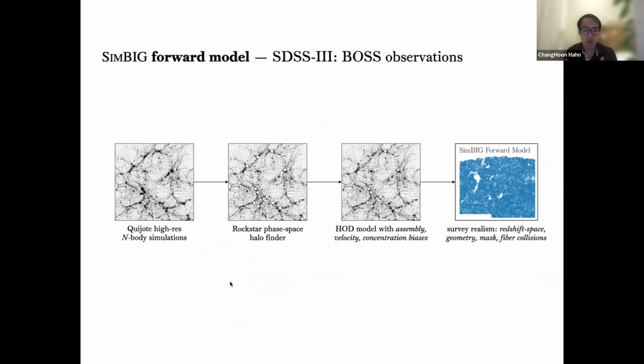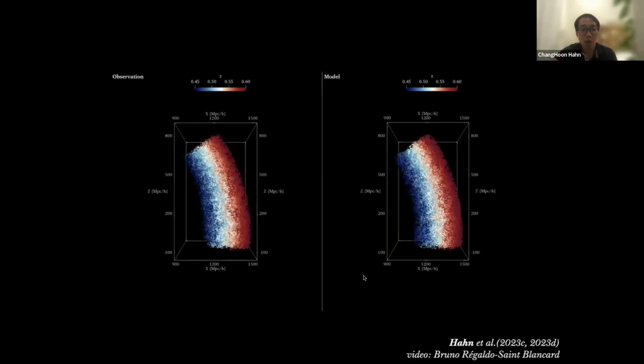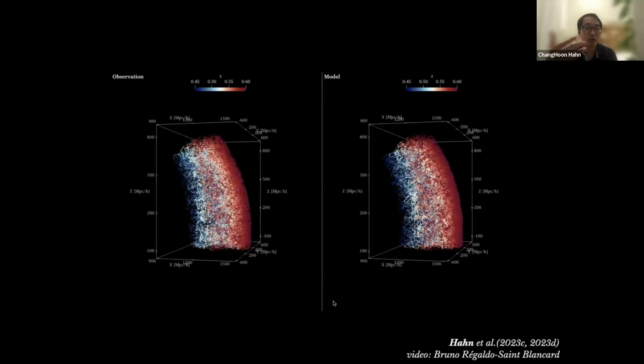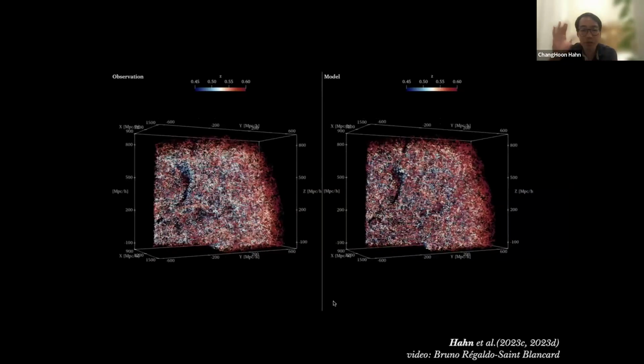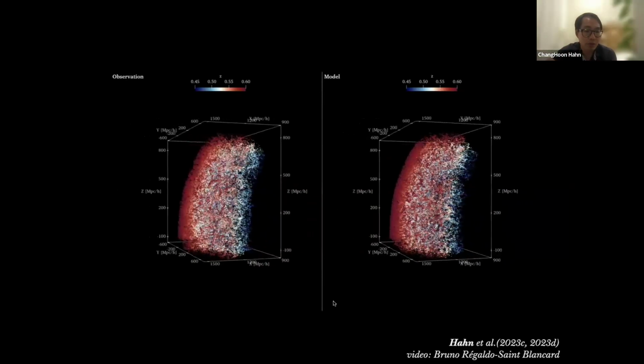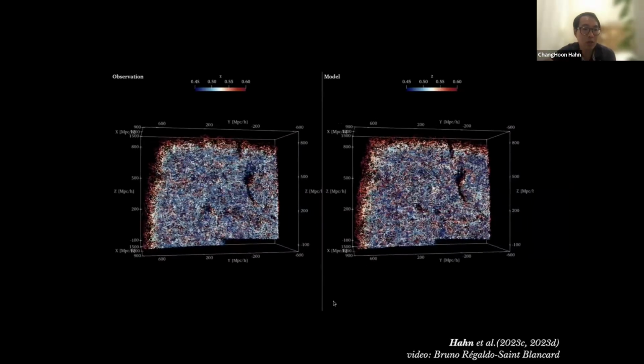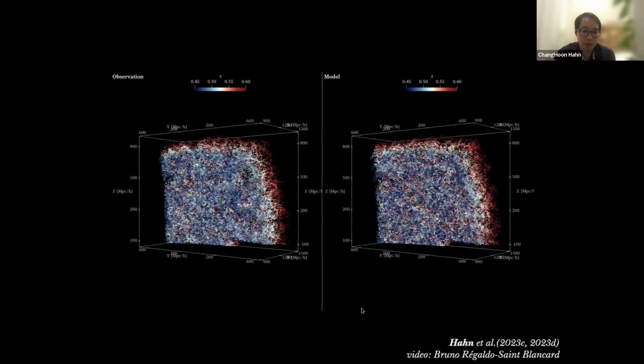Then afterwards, we apply all the survey realism of the SDSS sample. So we put it into redshift space, we apply the geometry, the masks, and the fiber collisions. In total, we construct 20,000 training simulations that span a broad range of cosmologies and HOD parameters. And here's one example of how our forward model simulation on the right compares to the actual observations on the left. The color here represents redshift, and I want to focus on all of the details and the observational systematics that we include in the forward model. And again, this is essential in order to account for all of the effects of systematics.